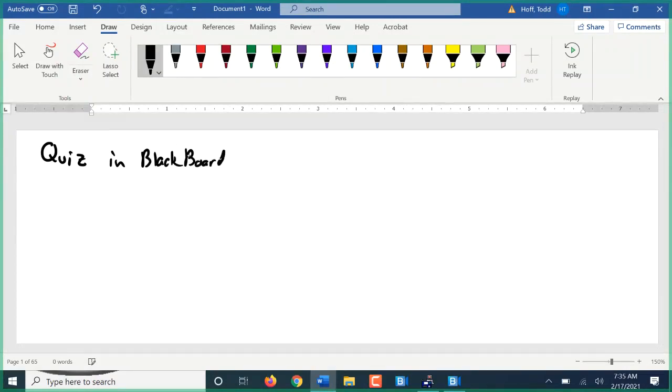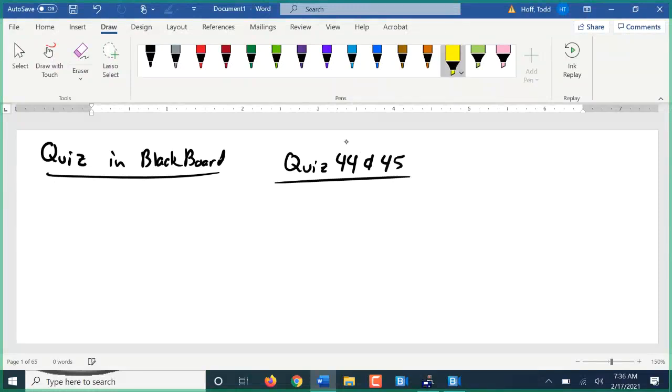I believe it's labeled quiz 44 and 45, sorry, ahead of myself. What that means is that 44 and 45 stands for the sections of that packet we've been doing homework out of. Sections 44 and 45.